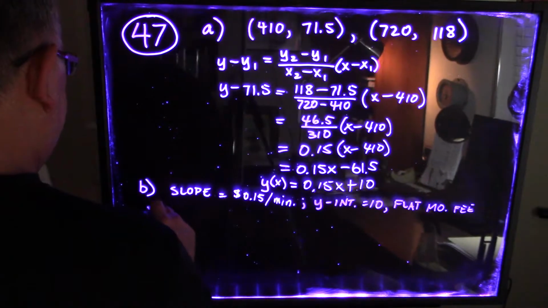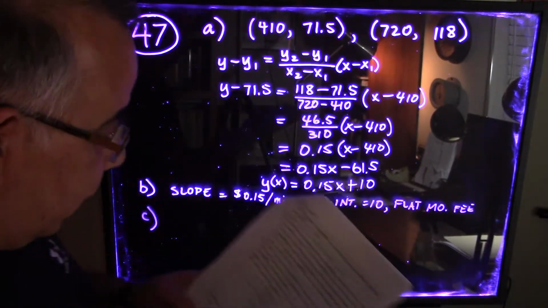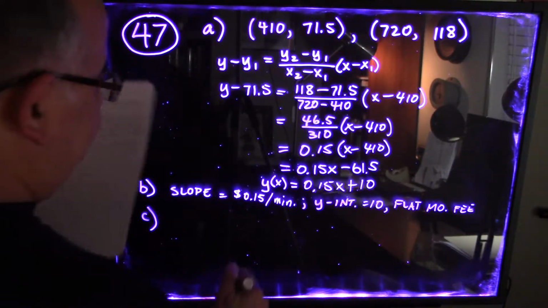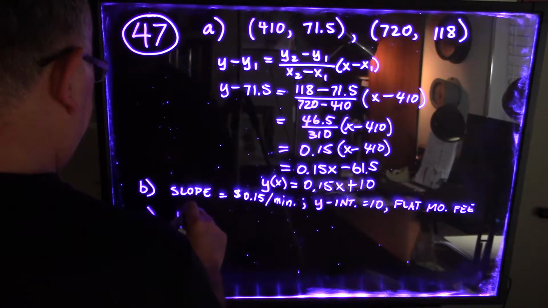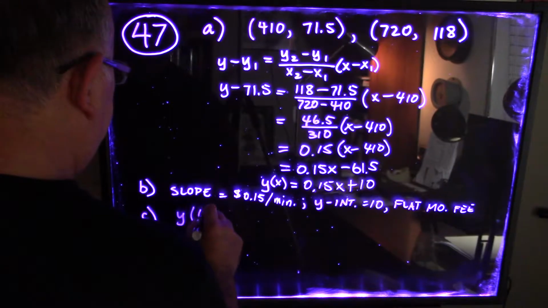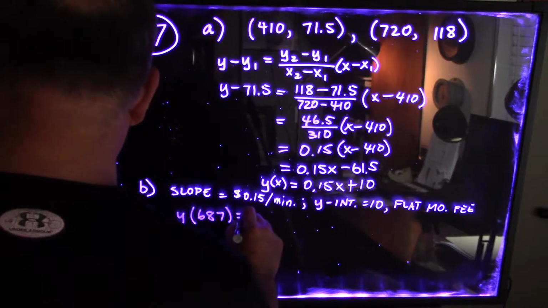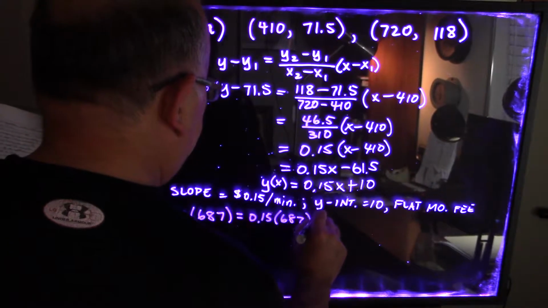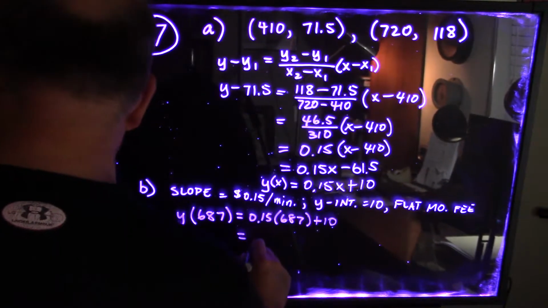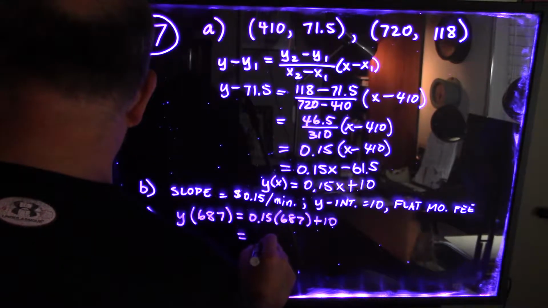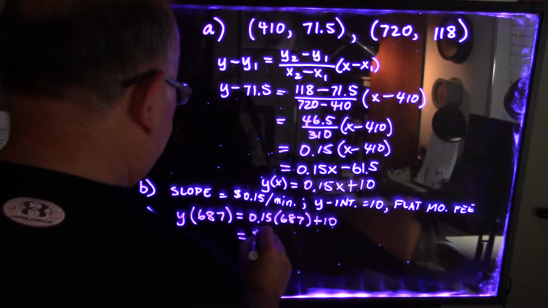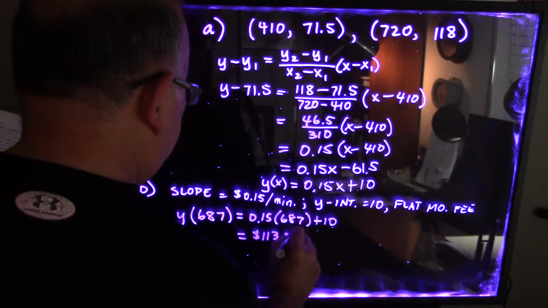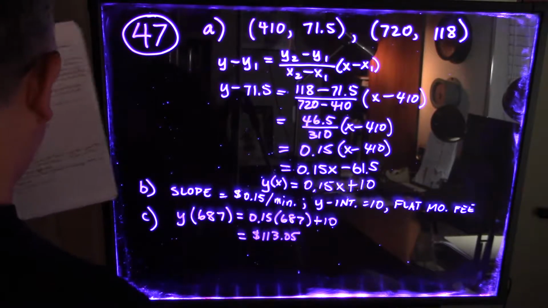And then part C. Use your equation to find the total monthly cost if 687 minutes are used. So just plug in x equals 687 into the function. y of 687 is equal to 0.15 times 687 plus 10, and that equals $113.05.